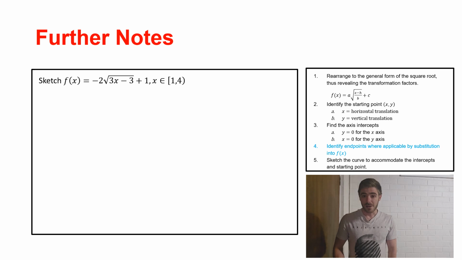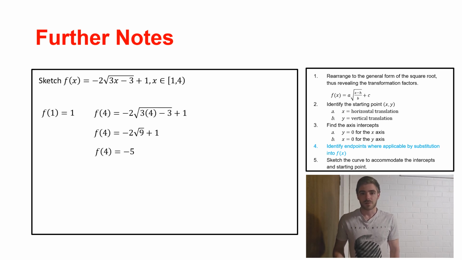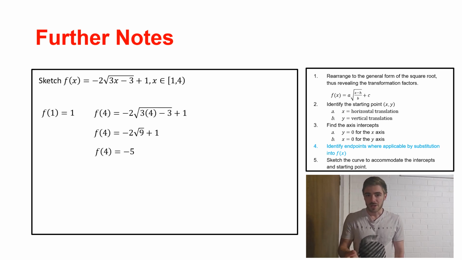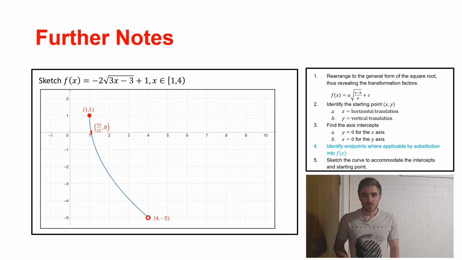We've actually already found one of these endpoints earlier. We already know the coordinate (1, 1) is the lower bound. To find the upper bound, we just have to sub the upper bound into our function, get a corresponding y value, and then that becomes the final coordinate. Once we have those two coordinates, we just cut the graph off early. Just be mindful of the brackets. Square brackets mean that you have a full circle, and round brackets mean that you have an open circle.